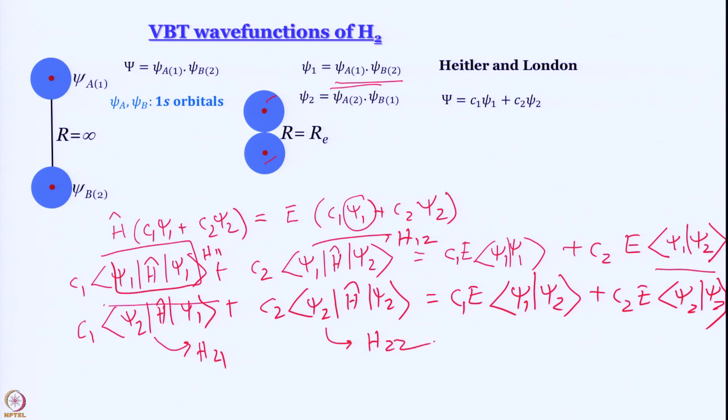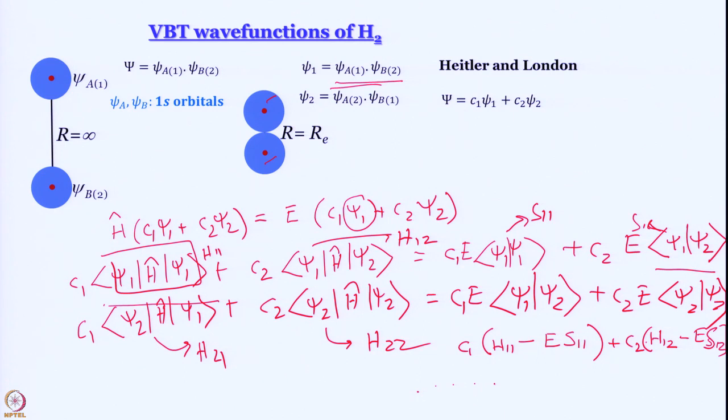And with this, we can rearrange the equation also. We can write something like c1, we will write here, multiplied by H11 minus E S11. I will call this S11. We have encountered these, have we not? This is S12, plus c2 multiplied by H12 minus E S12, and this way we get another equation also in c1 and c2. So, system of linear equations, we will get the secular determinant, and for a non-trivial solution, that secular determinant has to be equal to 0.